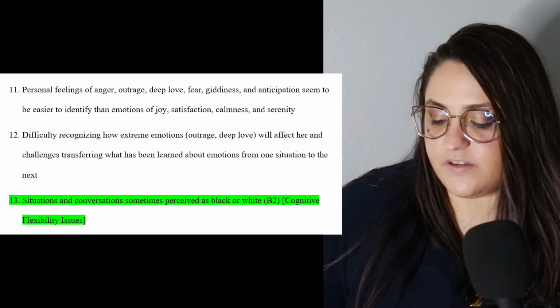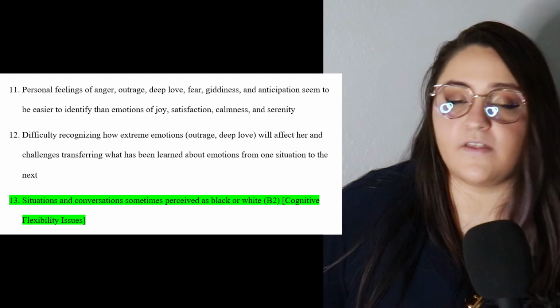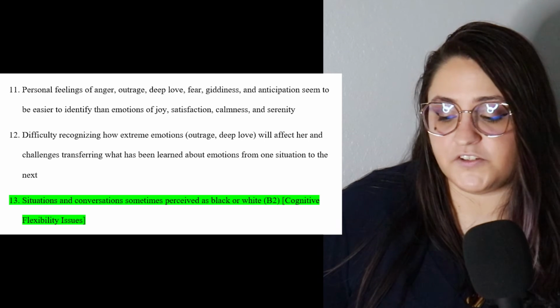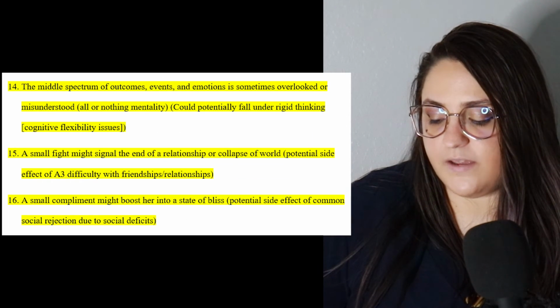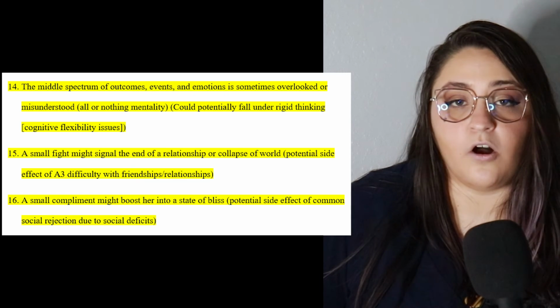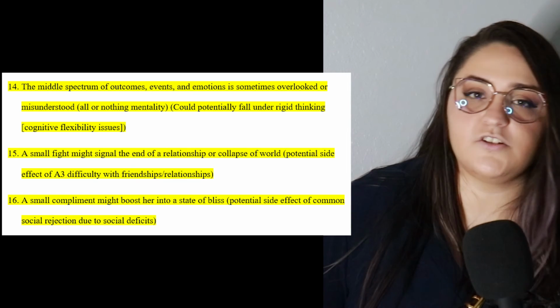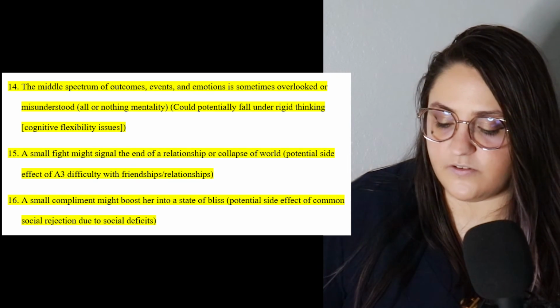Situations and conversations sometimes perceived as black or white. So that's a cognitive flexibility issue and falls under B2. The middle spectrum of outcomes, events, and emotions is sometimes overlooked or misunderstood with the all or nothing mentality. I feel like it could potentially fall under rigid thinking. I just didn't think it was close enough.